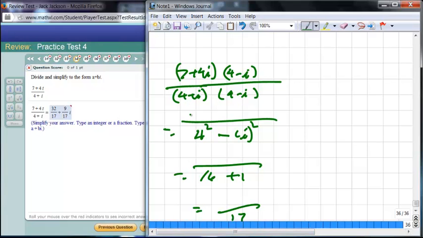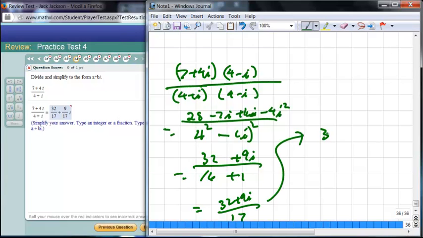In the top we do FOIL, 28 minus 7i plus 16i minus 4i squared. Okay, 16i minus 7i is plus 9i. This i squared becomes negative 1, so it becomes 28 plus 4 is 32. And then finally you distribute the 17, so it's 32 over 17 plus 9 over 17i.